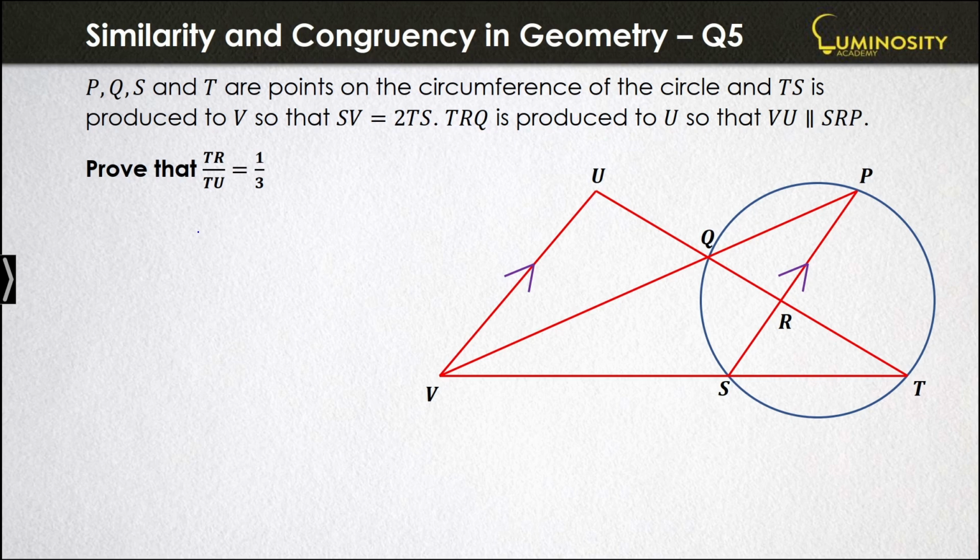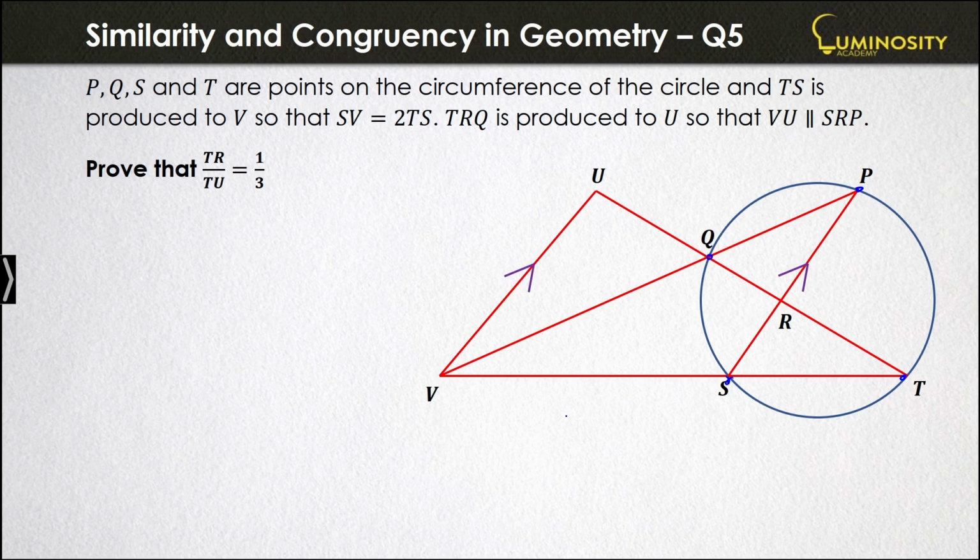P, Q, S, and T are points on the circumference of the circle, and TS is produced to V, so that SV equals 2TS. So P, Q, S, and T are points on the circumference of the circle. And then this chord TS is produced further out to meet at the point V outside the circle. And we're given that SV is 2 times the length of TS.